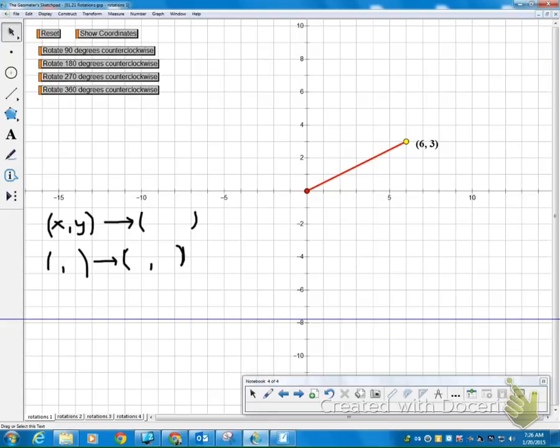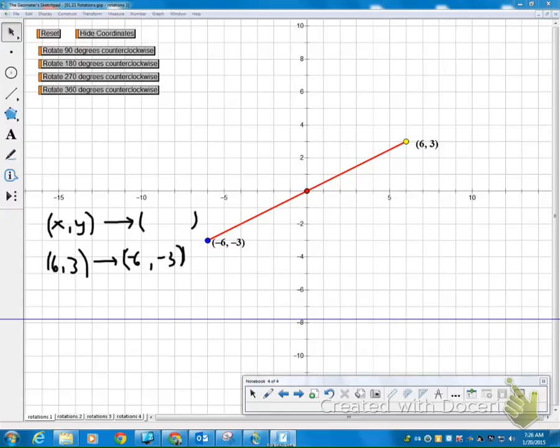Again, I have my (6, 3). My yellow is my point that's being rotated. My red is my point of rotation. So let's rotate that guy 180 degrees. Flip straight around and let's take a look at our coordinates. So I went from a positive 6, positive 3, and now I'm at a negative 6, negative 3.